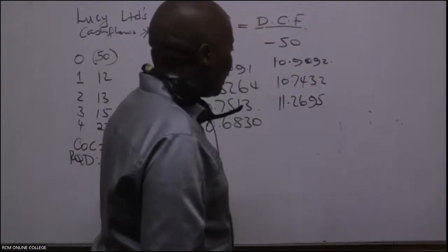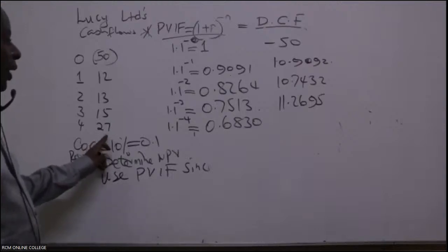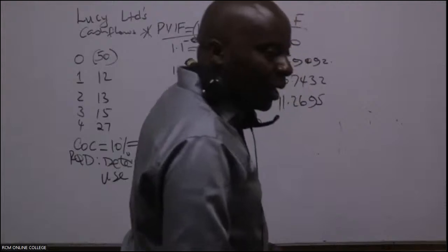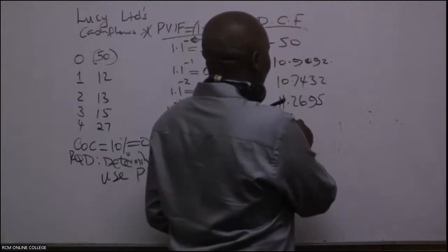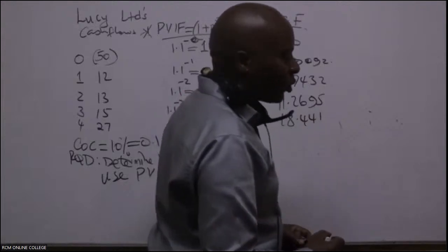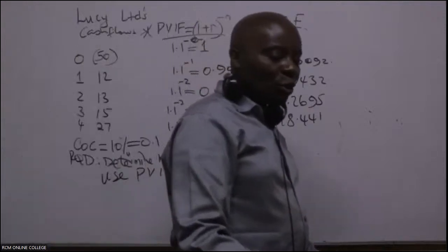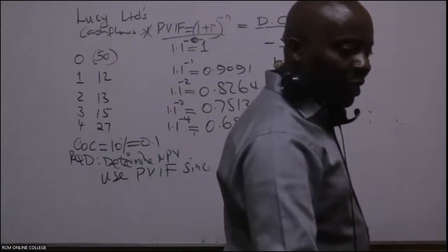Thank you so much. And then now we have the very last one. The very last one is 27 times 0.6830, which gives me, according to Madam Eunice, 18.441. Can someone else confirm? Betty has also confirmed. Thank you so much, ladies and gentlemen. Now we have been able to get all the figures nicely.